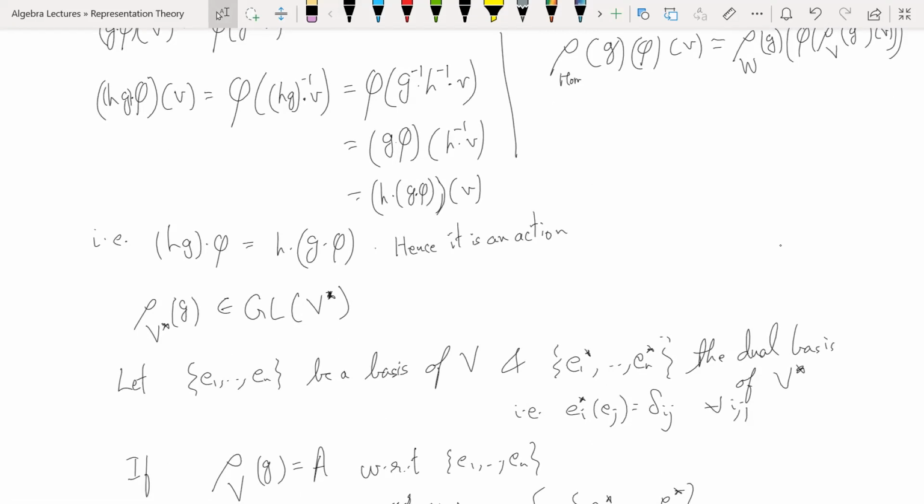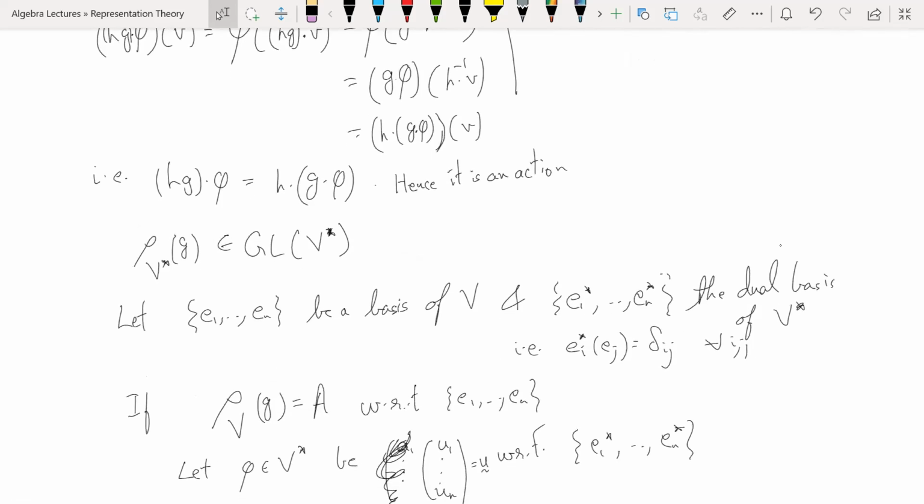Now suppose rho V of G is a matrix with respect to E1 to En. I want to know what rho V star of G is in terms of matrices, but now with respect to the dual basis. Eventually, if I give you a representation of V, you would like to compute the representation of V dual. It shouldn't be some abstract thing. So maybe the matrix with respect to the dual basis is a good way to think about it.